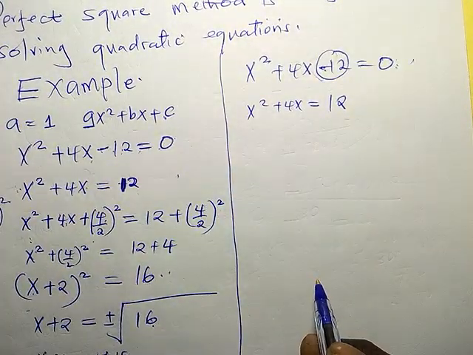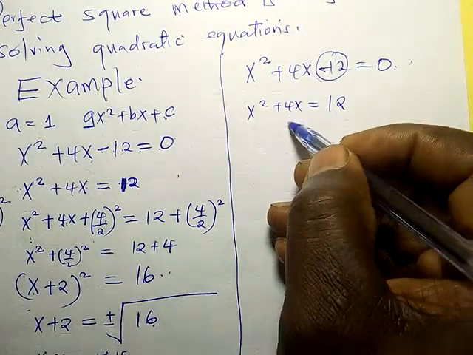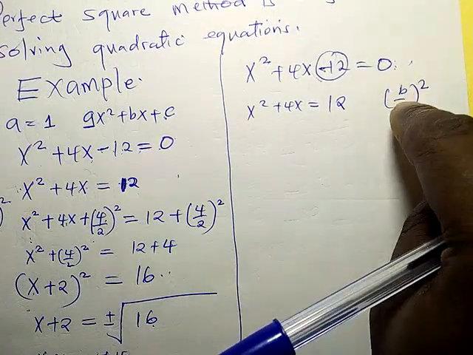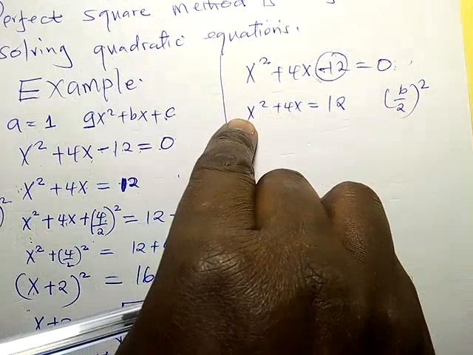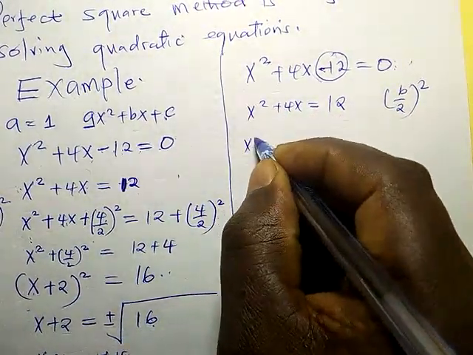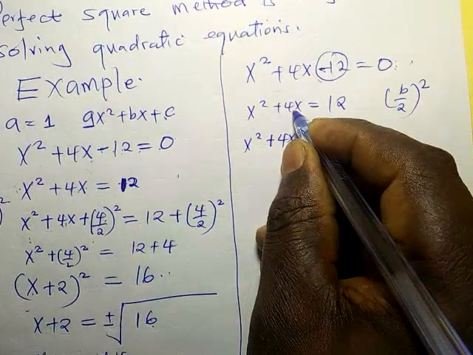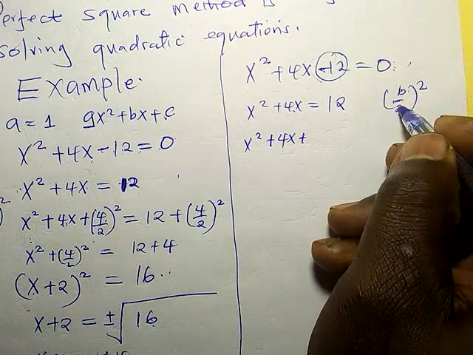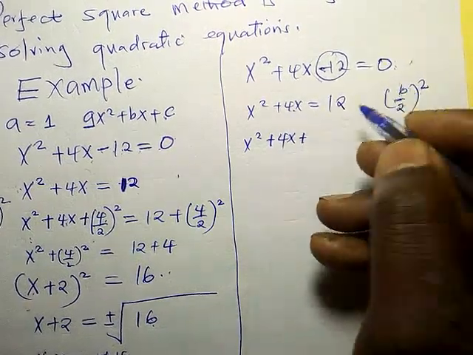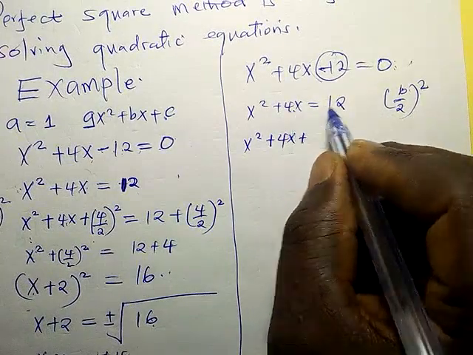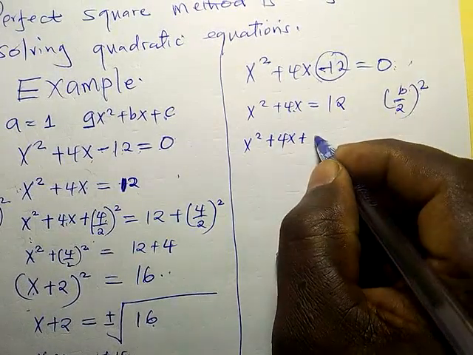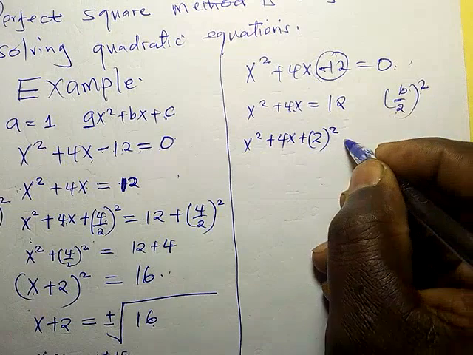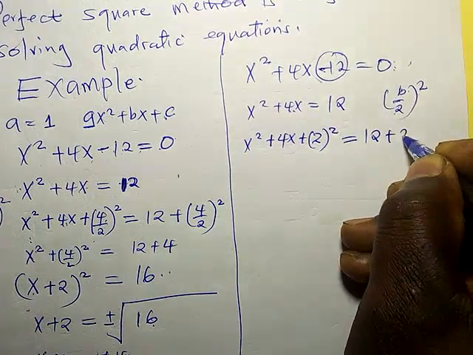The second step, our b is here. You remember (b divided by 2) squared. We want to add (b divided by 2) squared on both sides, on the left side and on the right side. So x squared plus 4x, then plus (b over 2) squared. What is that? B, we have 4. So 4 divided by 2, the answer is 2, squared. So you just write 2 squared, equal to 12 plus 2 squared.